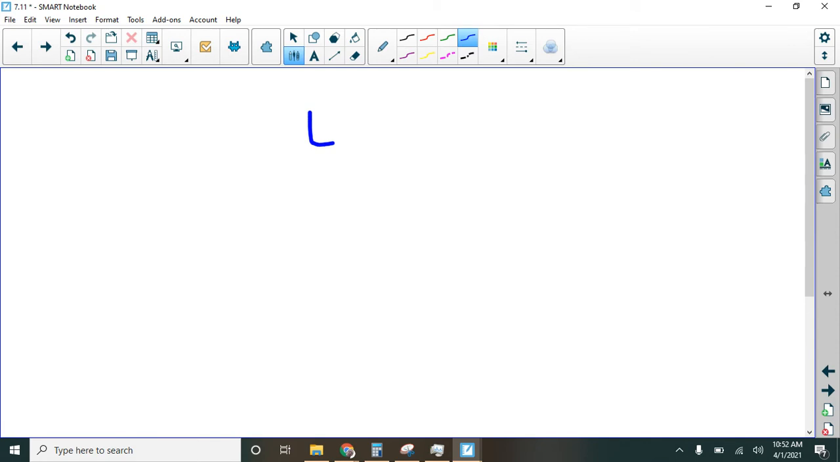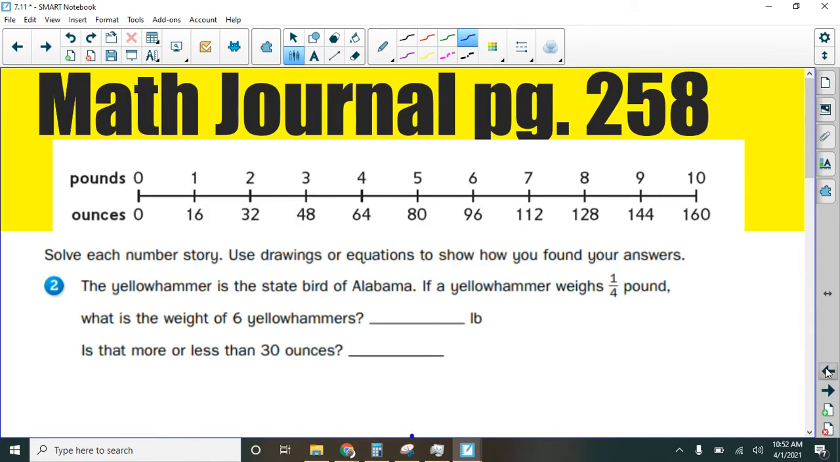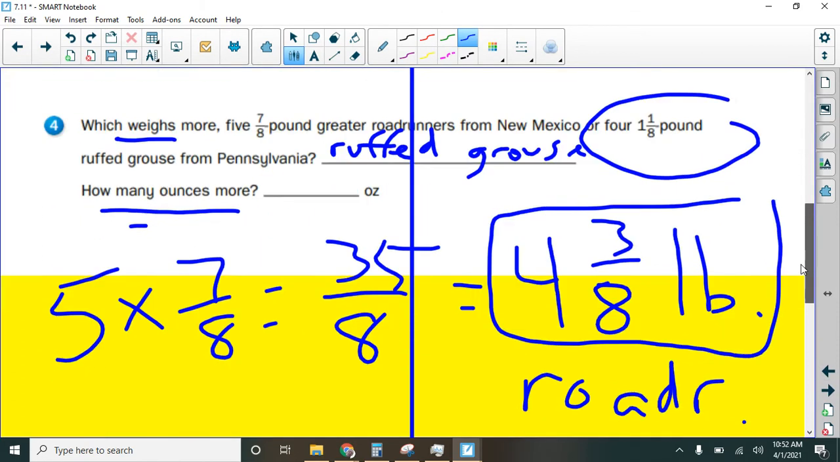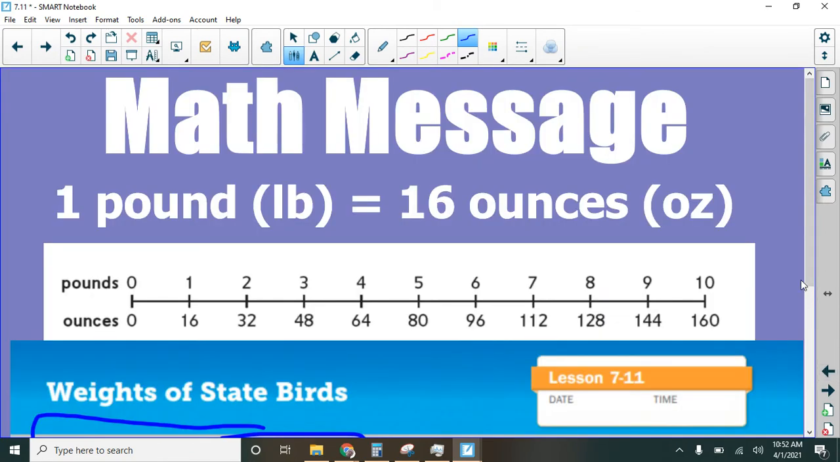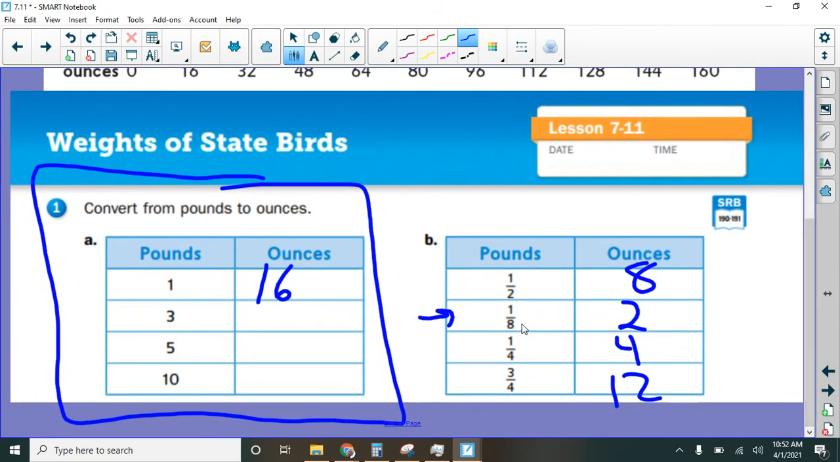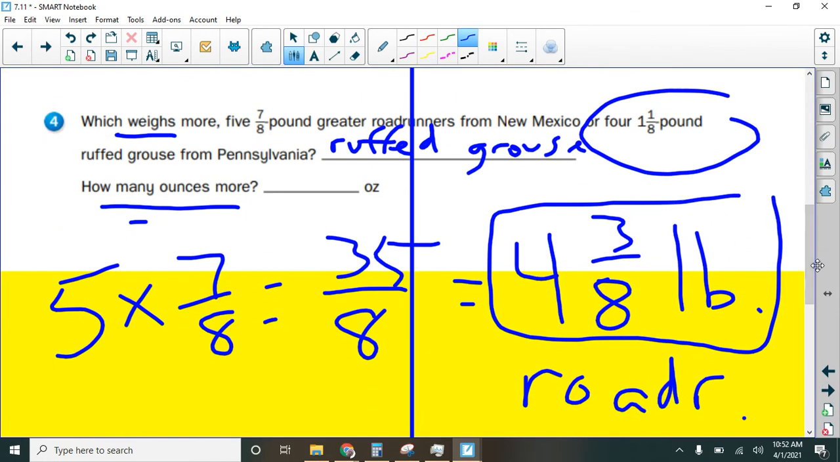If you're thinking, you can kind of already figure out what it's going to be when I subtract, because these are really close. We're just going to get 1/8. Now, that is 1/8 of a pound. The difference is 1/8 of a pound, but I need to write how many ounces more. Well, look what we did. Remember when we did this over here? 1/8 of a pound equals 2 ounces. So that's my answer. And that's what I'm going to put right down here.